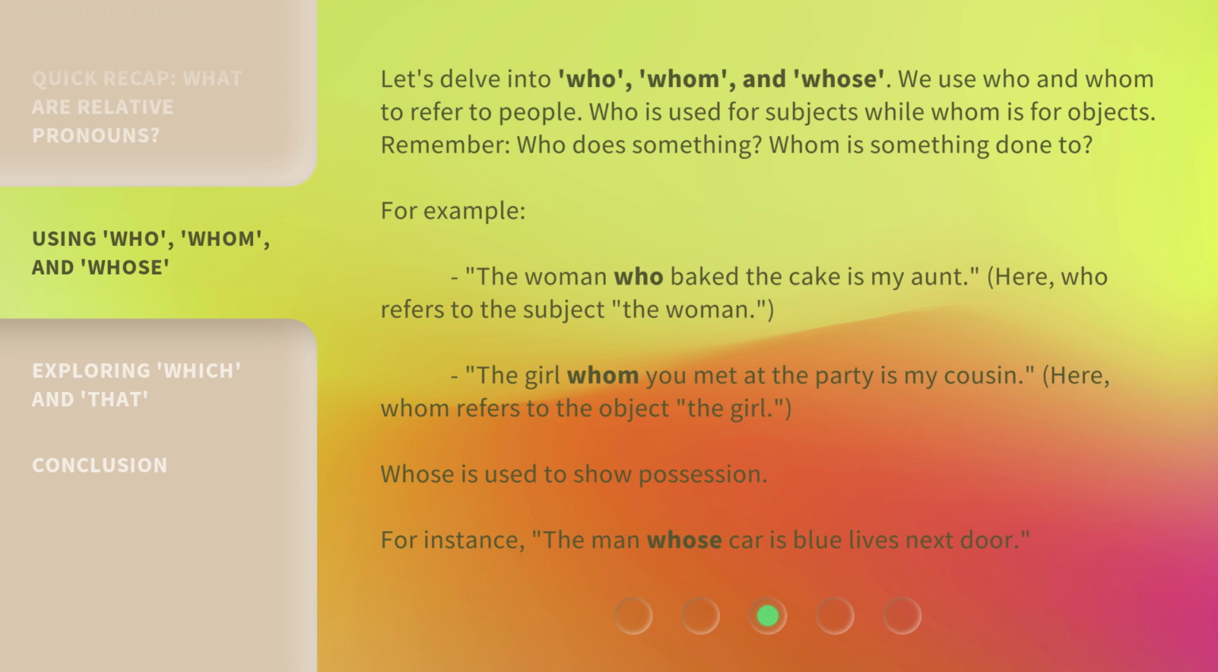For example, the woman who baked the cake is my aunt. Here, who refers to the subject, the woman. The girl whom you met at the party is my cousin. Here, whom refers to the object, the girl. Whose is used to show possession. For instance, the man whose car is blue lives next door.